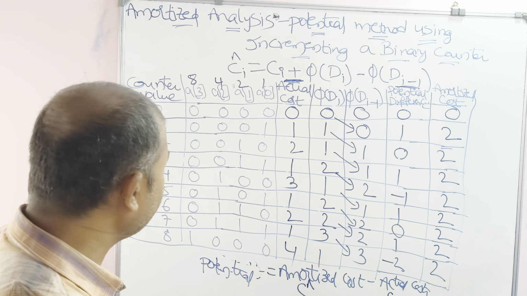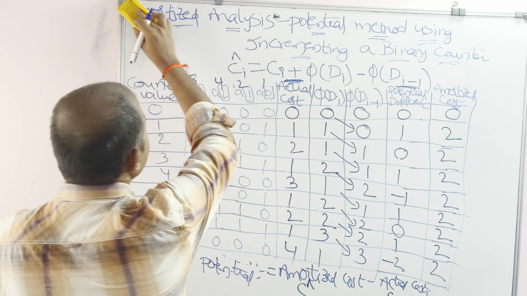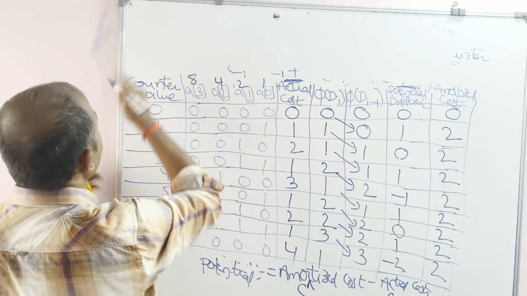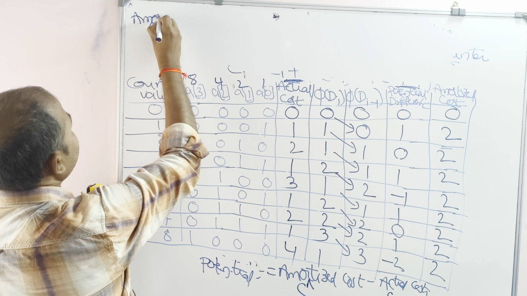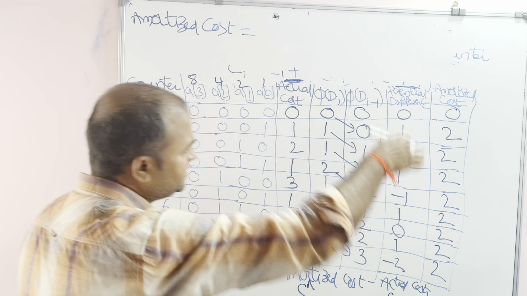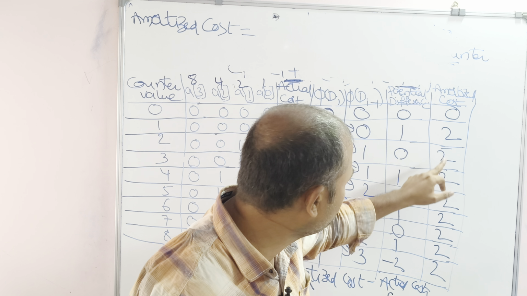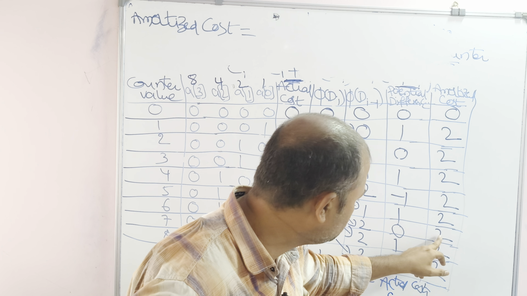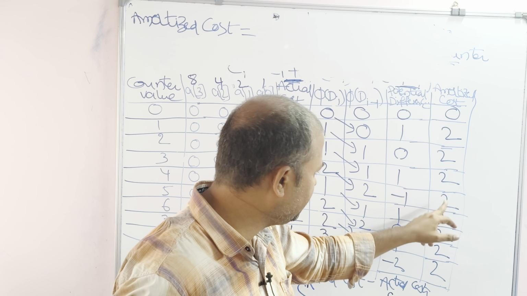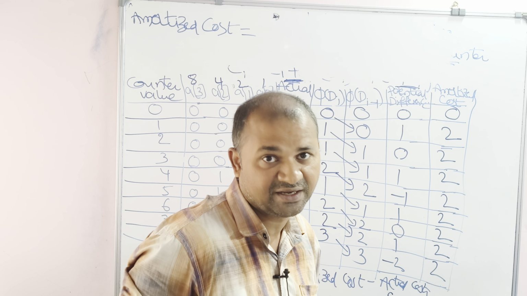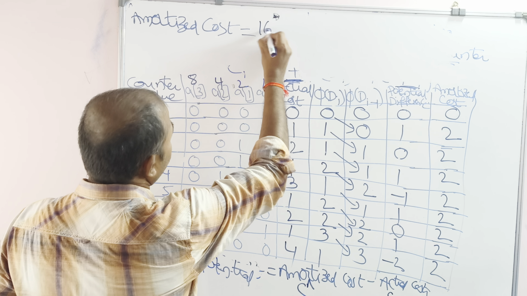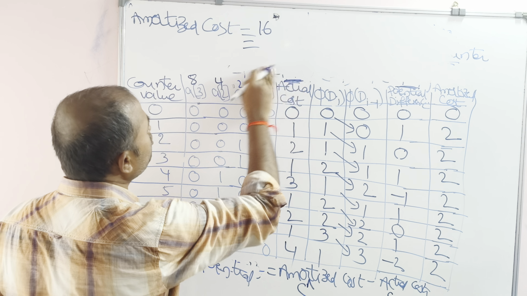Now let us calculate the amortized cost. For space constraints, I am erasing this portion. So amortized cost equals, let us add all these numbers. So 0 plus 2 plus 2 plus 2 plus 2 plus 2 plus 2 plus 2 plus 2. So how many 2's are there here? 1, 2, 3, 4, 5, 6, 7, 8. So if we add 2 8 times, then the result is 16. So we can write 16 as 2 into 8.